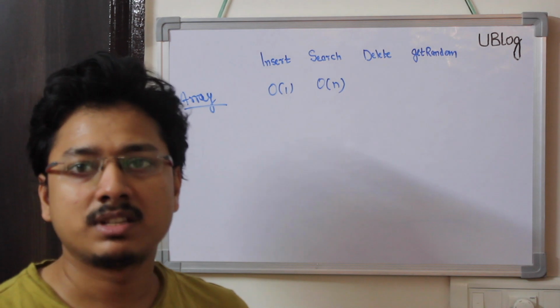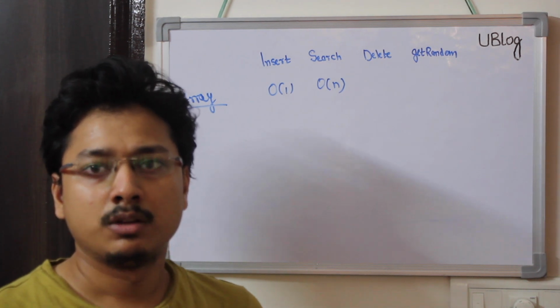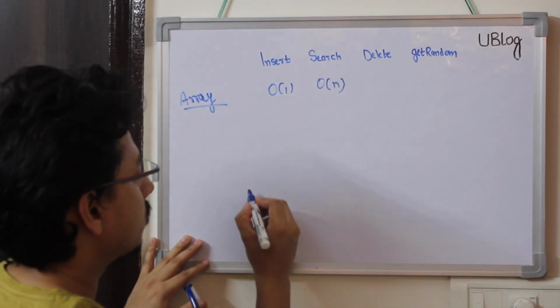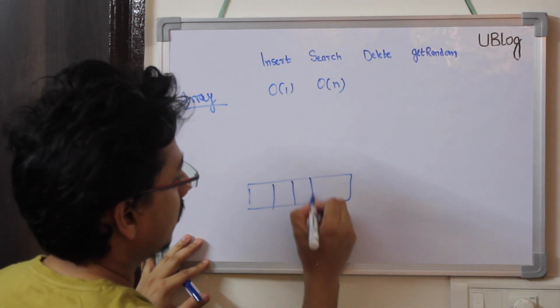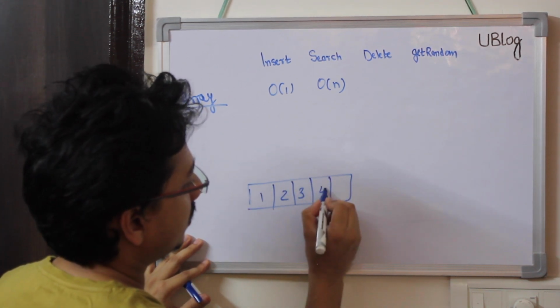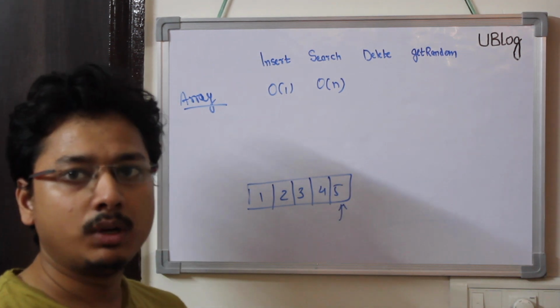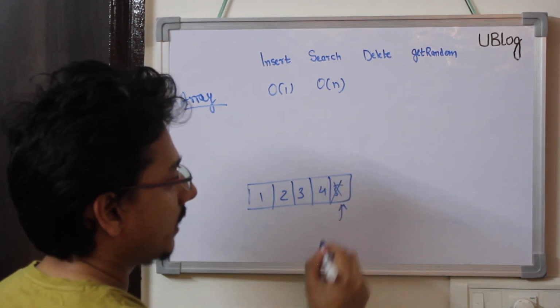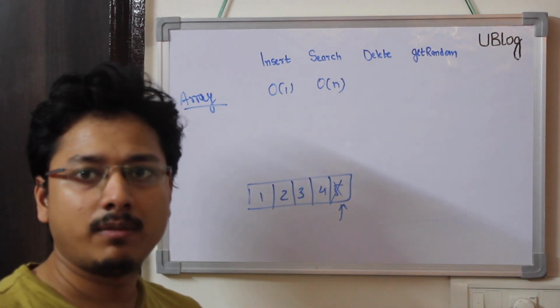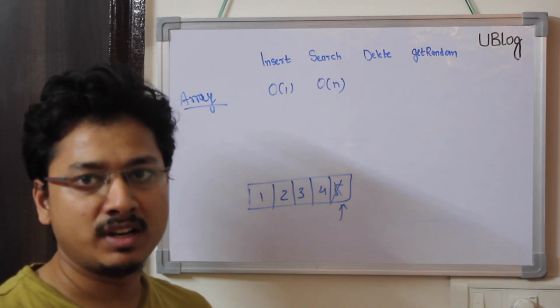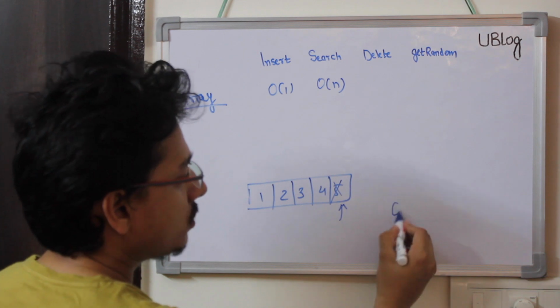Now deleting an element in the array. Let's take an example. We have an array and we have the elements stored in this, and we need to delete 5. If we need to delete 5, we can just clear up this space, and it becomes available for any next element which needs to be inserted. So this delete becomes O(1).